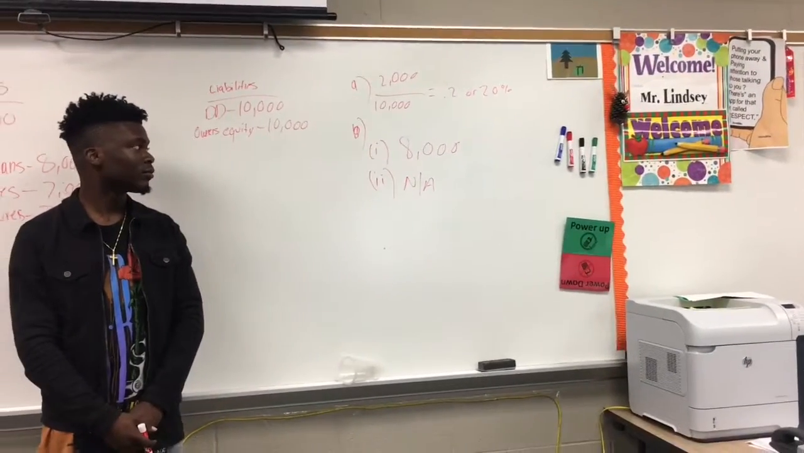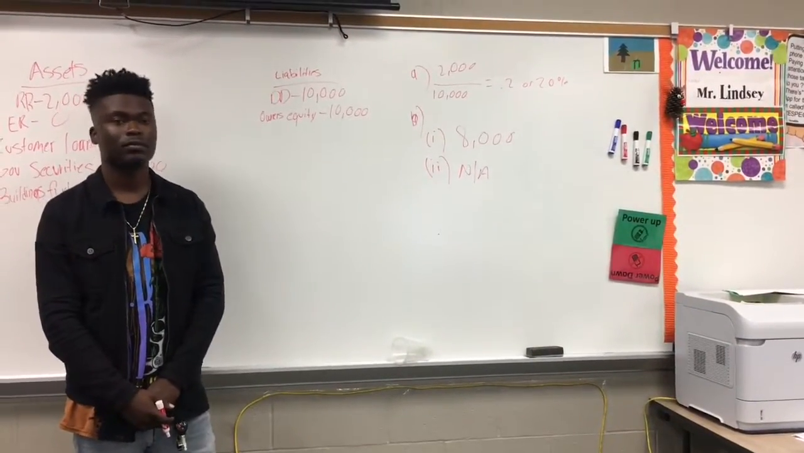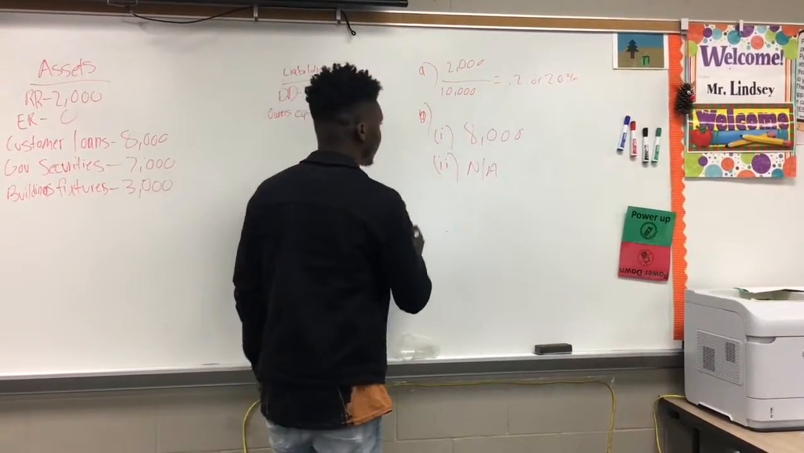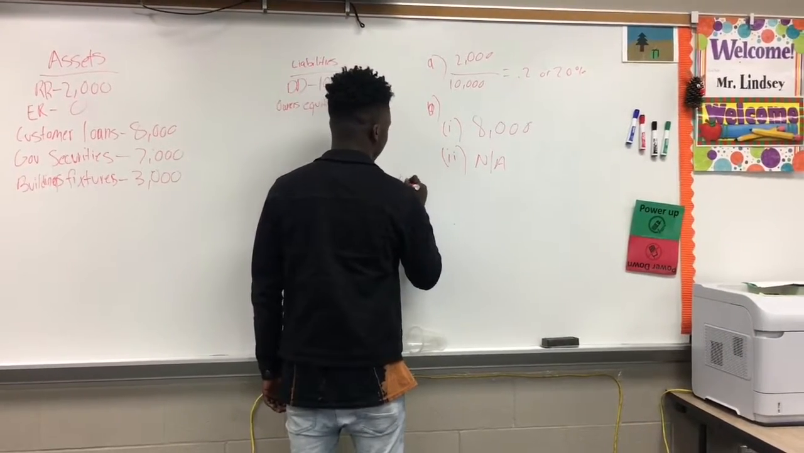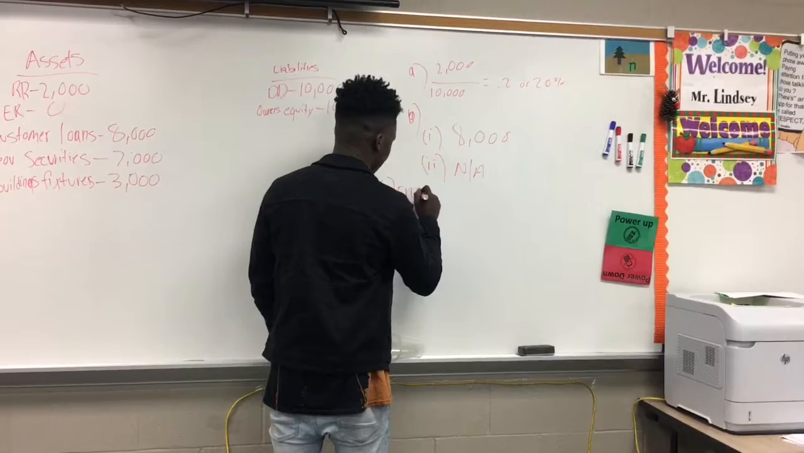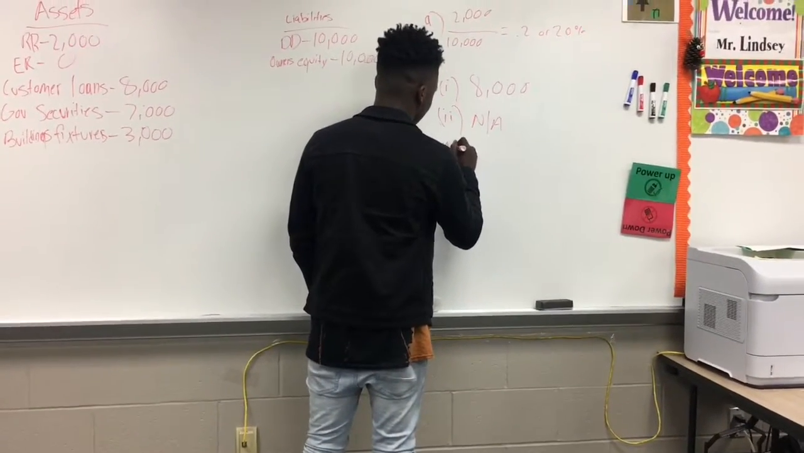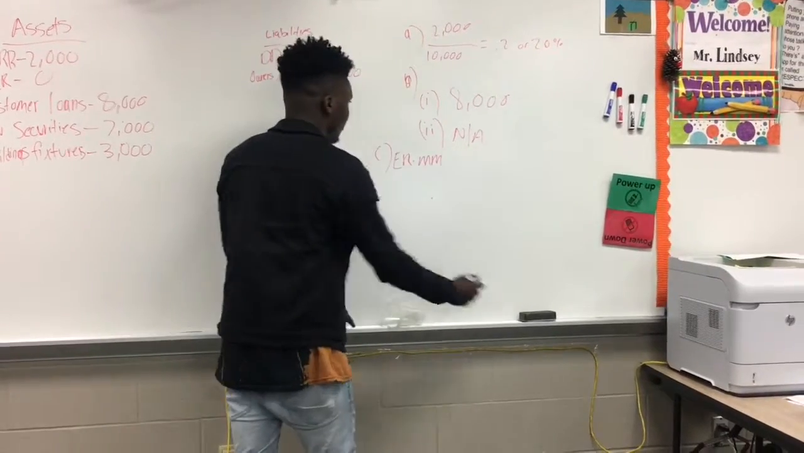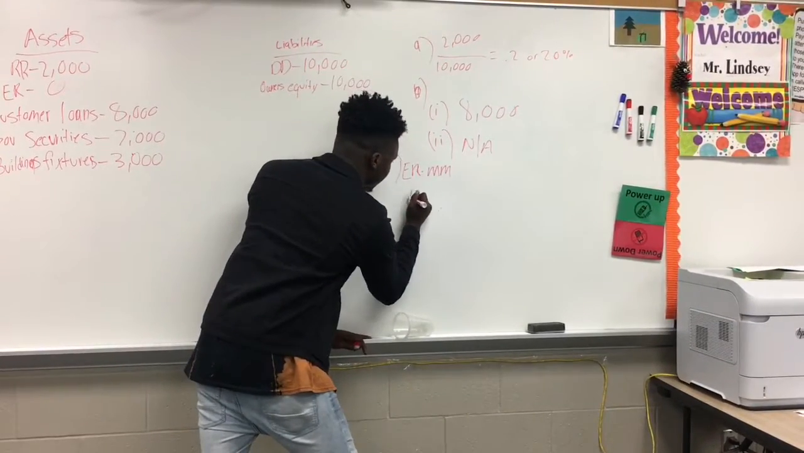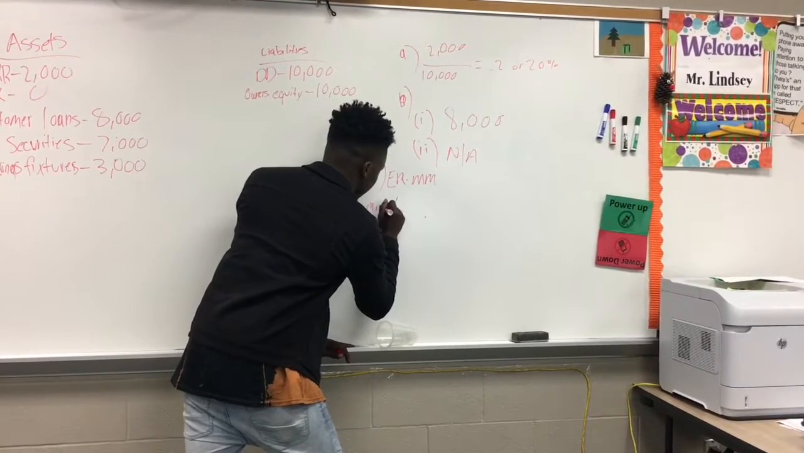Next, for C, calculate the maximum amount that the money supply can change as a result of the $8,000 purchase of bonds by the Federal Reserve. I want to start off by finding the money multiplier, which is 1 over RR, or 1 over 0.2. That's 5. Then we'll follow the equation ER times MM, which will be 8,000 times 5, which will equal 40,000.